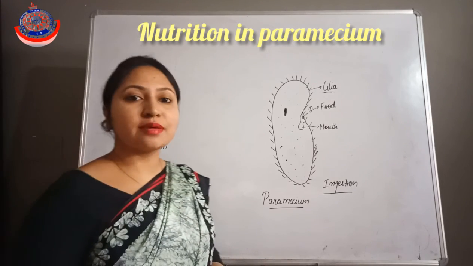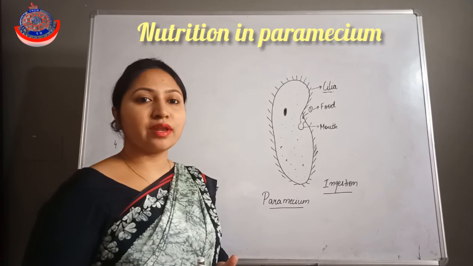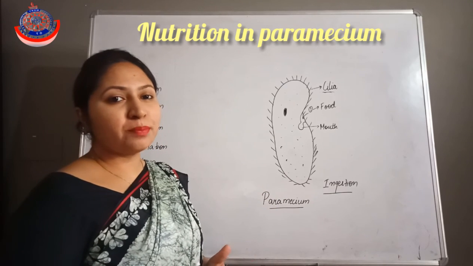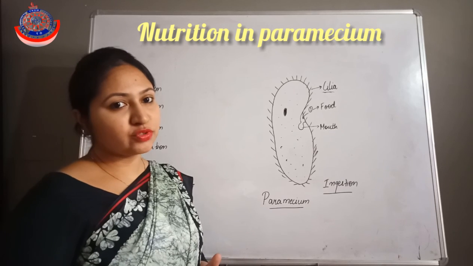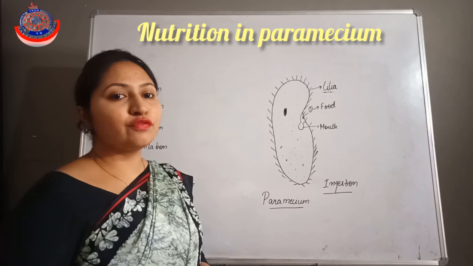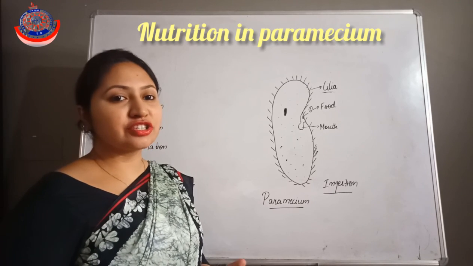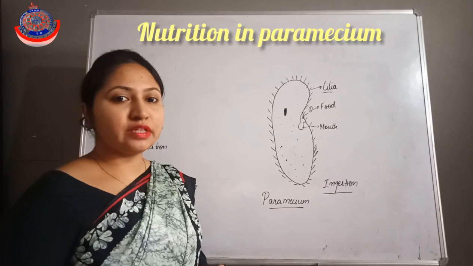Now the other four steps are the same. In digestion, the food gets digested. Next is absorption, in which the food is absorbed, and then in the assimilation process, the digested food is responsible for providing energy, and in the egestion process, the undigested food is removed out of the body.